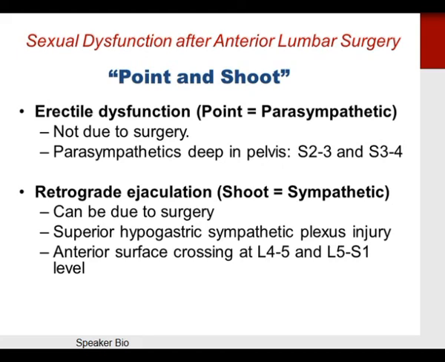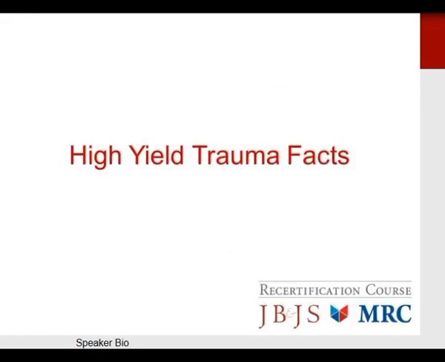Remember that point is parasympathetic. It's erectile dysfunction. Shoot is sympathetics. It's retrograde ejaculation. Therefore, injury from your approach is due to the sympathetic chain, whereas erectile dysfunction is not due to your approach. That's due to parasympathetics deep in the pelvis. The superior hypogastric sympathetic plexus lies on the anterior aspect of the L4, L5 disc and at the L5, S1 level, and is at risk for anterior approaches.